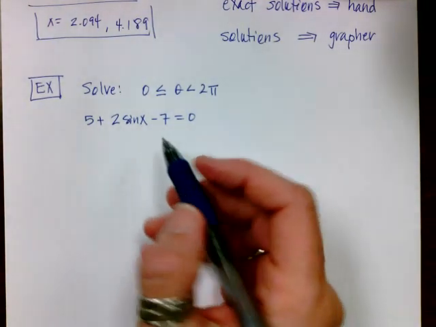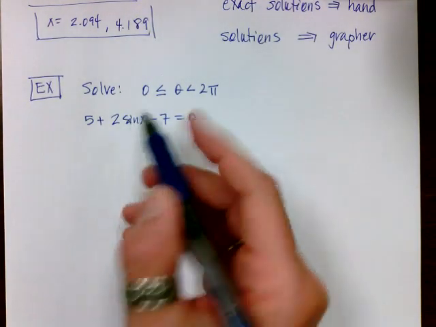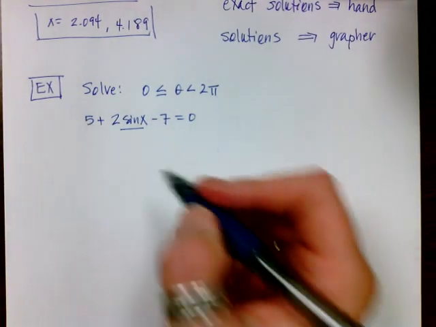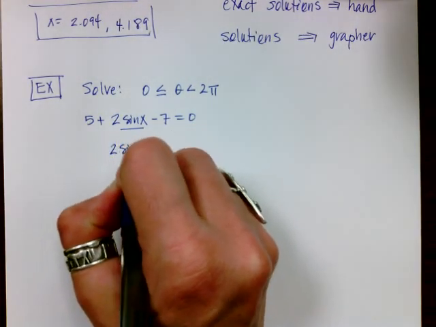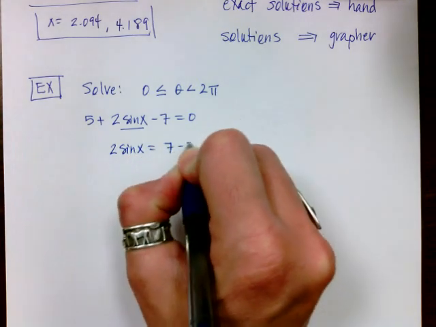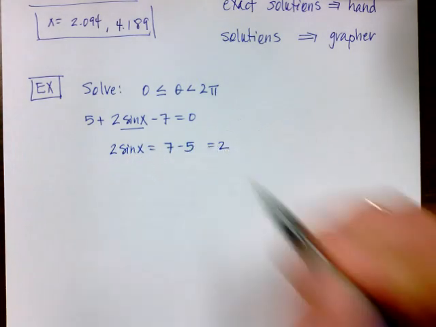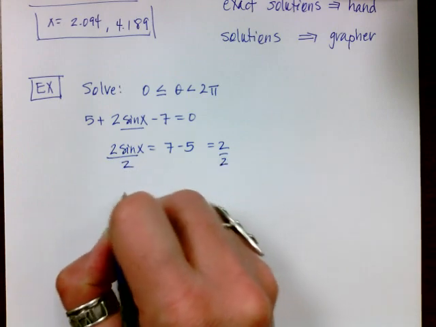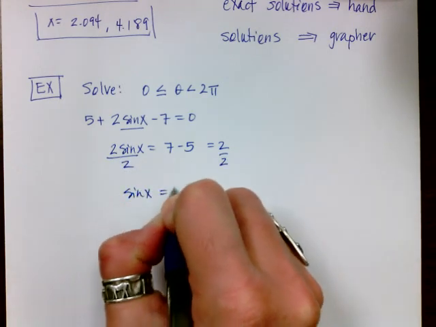Sorry about that. So the first thing that I'm going to do is try to get the sine of x by itself. So I'm going to take the 7 to the other side and the 5 to the other side. So I'm going to get the 2 sine of x is equal to a positive 7 minus 5, which is 2. I'm going to divide both sides by 2, and I get that the sine of x is equal to 1.